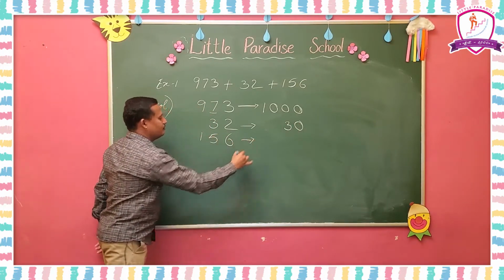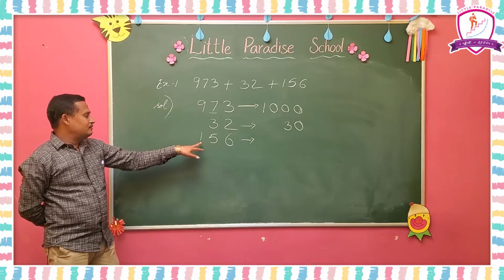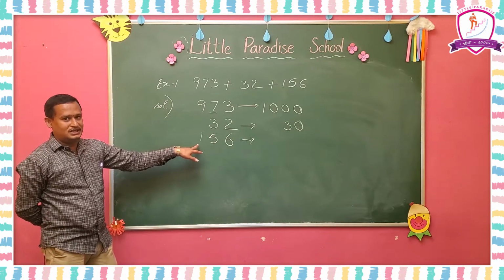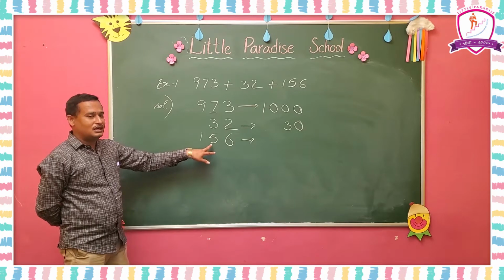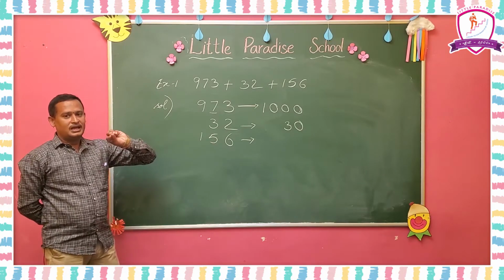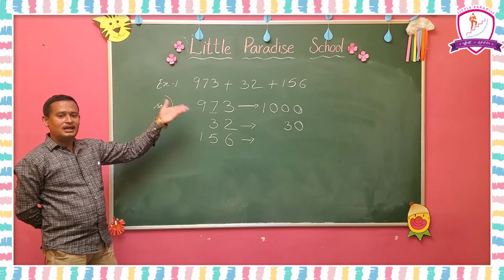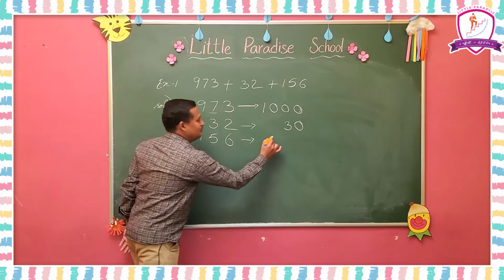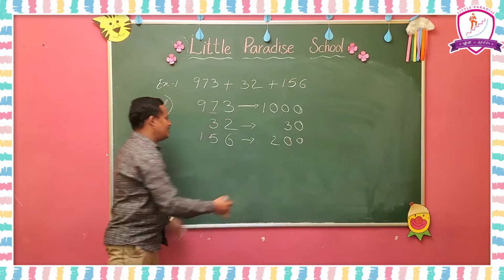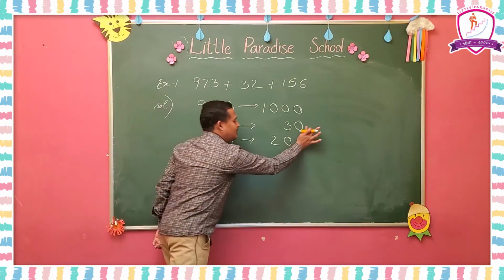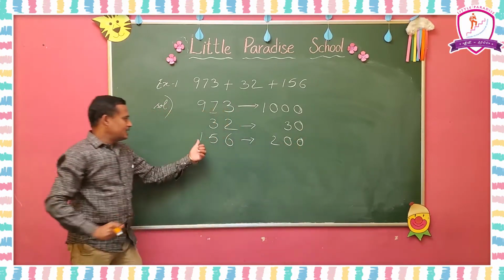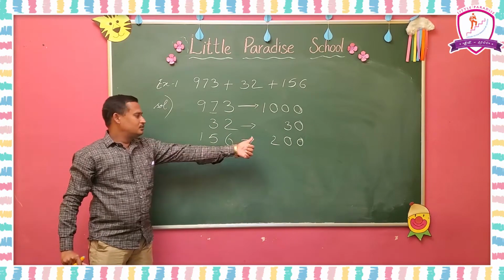156. When we round off 156, the hundreds place is the highest place here. Observe the tens place, which is 5. Since 5 is equal to 5, the hundreds place will be increased. Here 100 is there, so it will become 200.